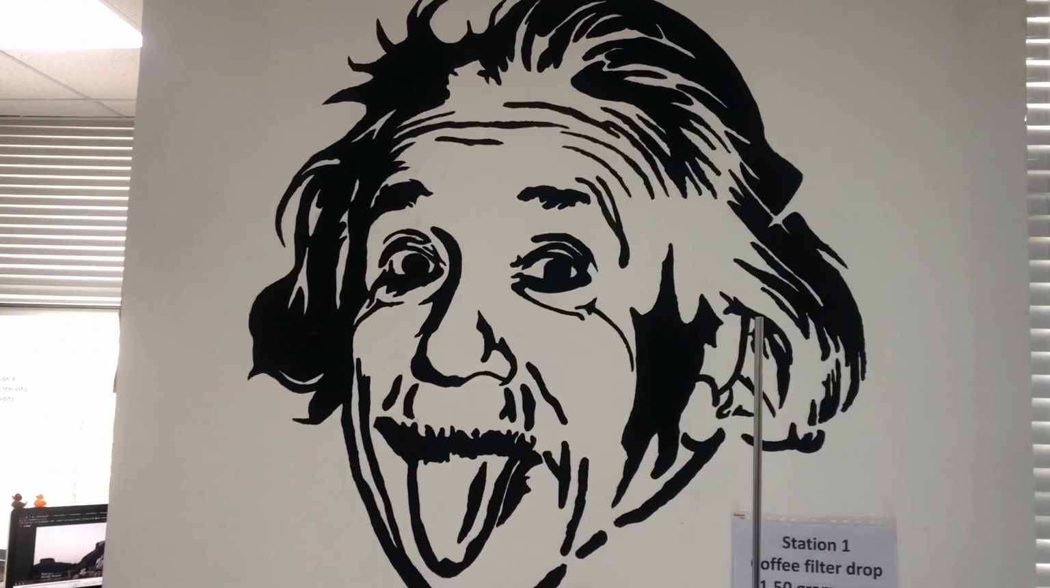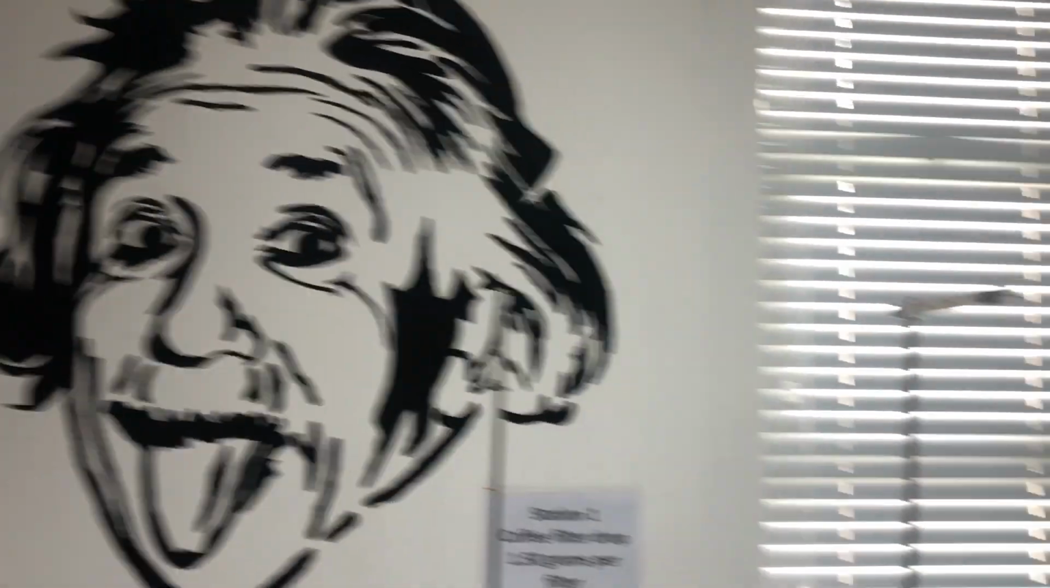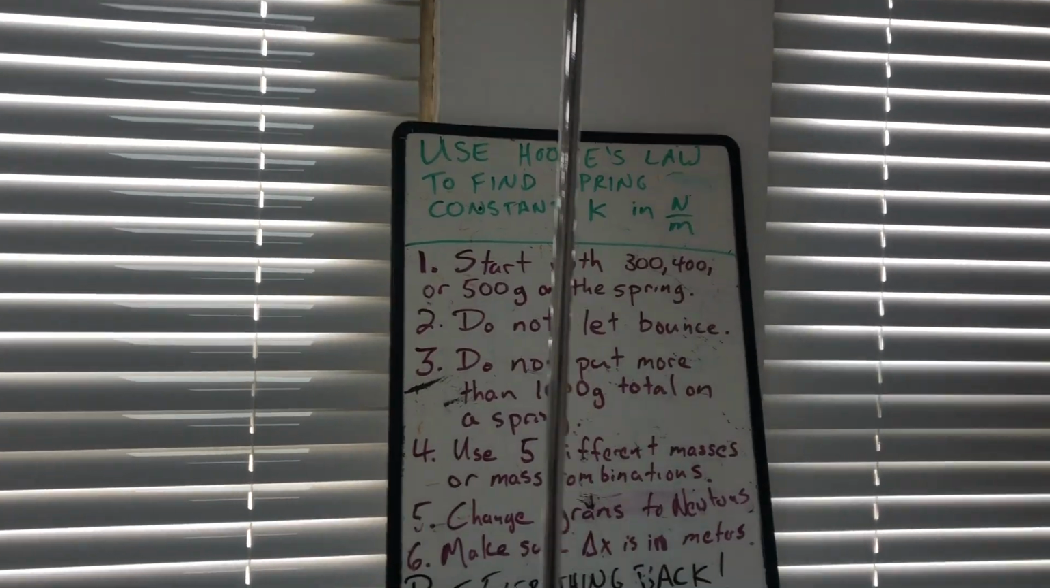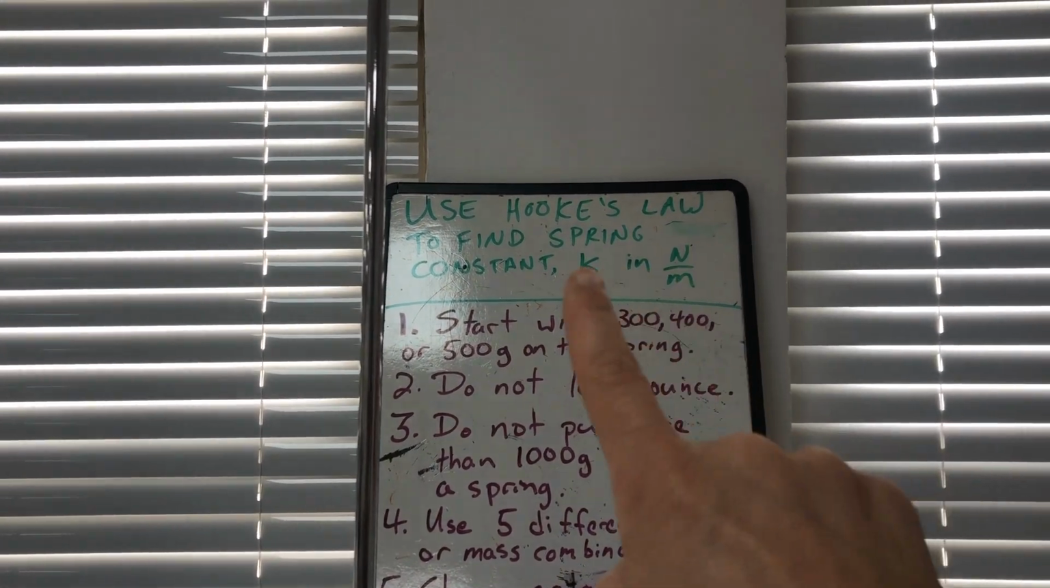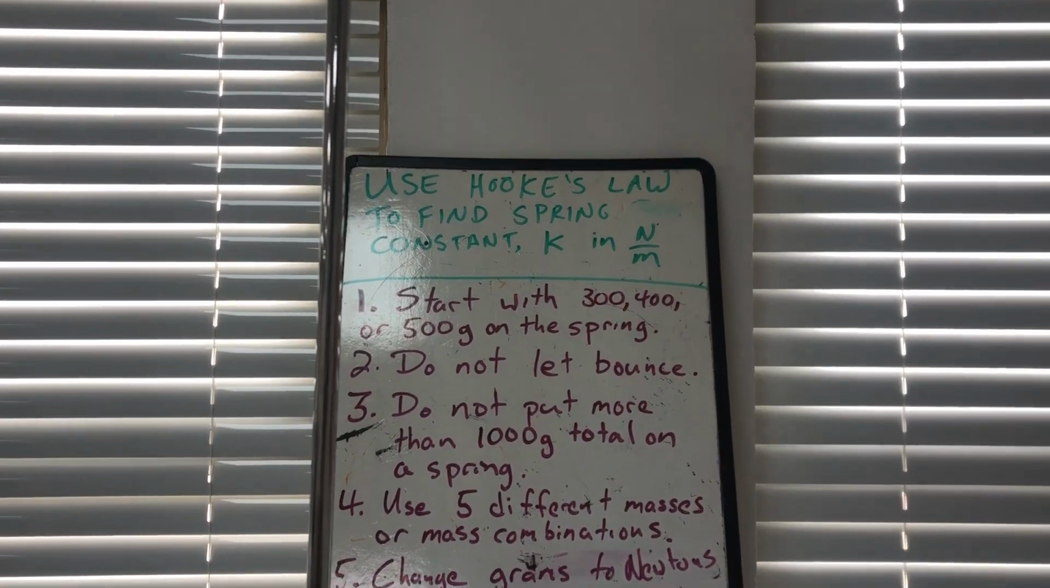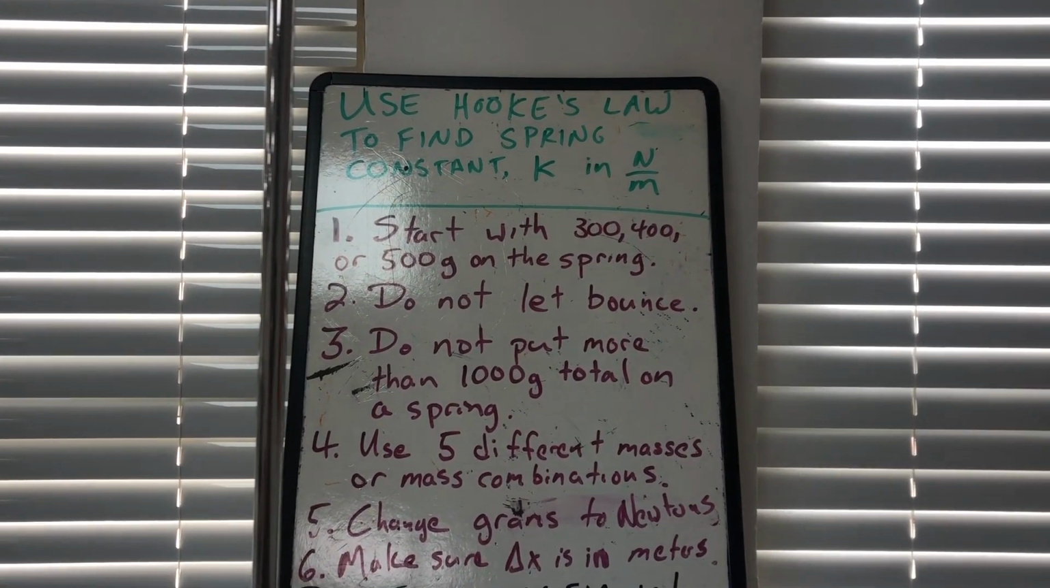Welcome to your Hooke's Law lab to find the K value of your spring. So there's directions over here. You're going to use Hooke's Law to find the spring constant K in newtons per meter. You're going to start with either 300, 400, or 500 grams on the spring.